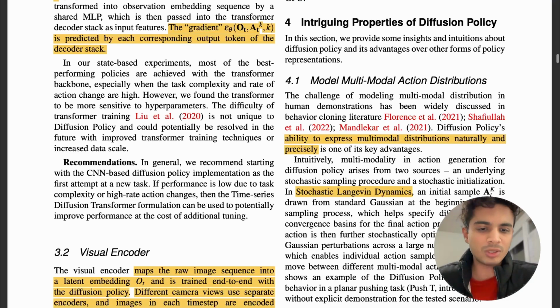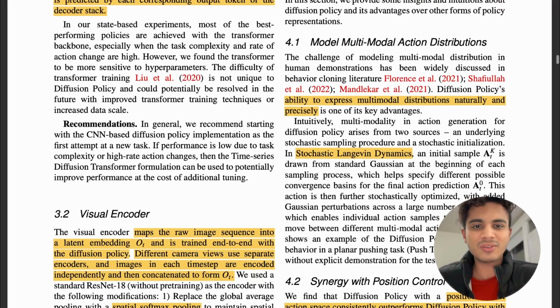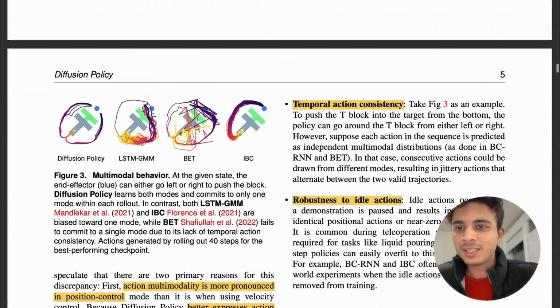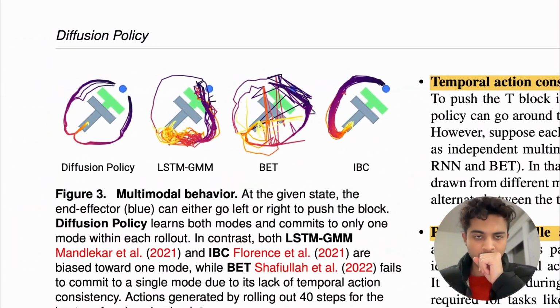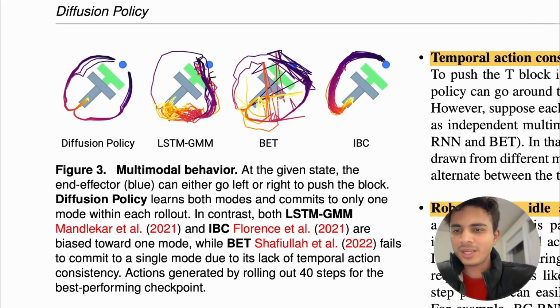There are a few intriguing properties of diffusion policy. I'll skim through a few of them because I've already discussed a lot of them. First one, and probably the most important one, is the ability to model multimodal action distributions. We have already discussed what multimodal actions are, but let's look into it with an example. Okay, fine. Look at this image. By the way, I think multimodal behavior is one of the most important findings of this paper, I guess.